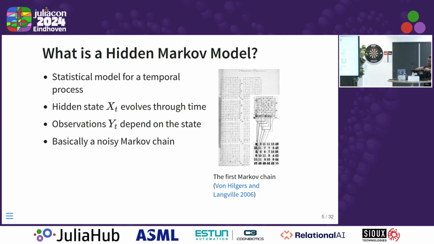It splits this into two parts. There's the notion of hidden states x, which evolve through time, but which you cannot observe. And then you have observations y that are dependent on the state. So it's basically a noisy Markov chain, the x being the Markov chain and the y being the Markov chain plus the noise, or going through some noise.